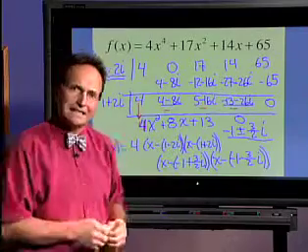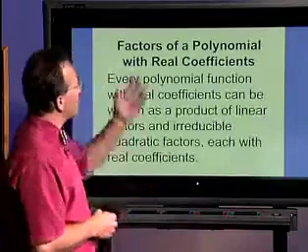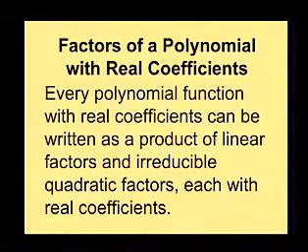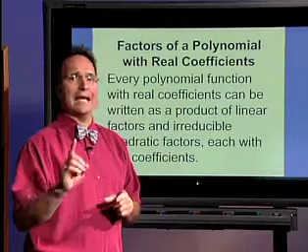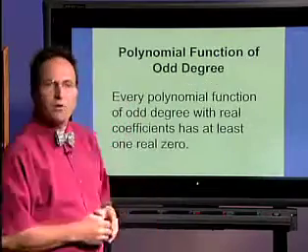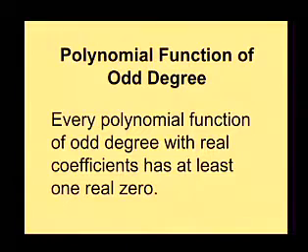Let's actually formalize this idea. We'll take a look at factors of a polynomial with real coefficients. Every polynomial function with real coefficients can be written as a product of linear factors and irreducible quadratic factors, each with real coefficients. We're going to take a look at another helpful idea that follows up from here, and that is polynomial functions of odd degree. Every polynomial function of odd degree with real coefficients has at least one real zero.